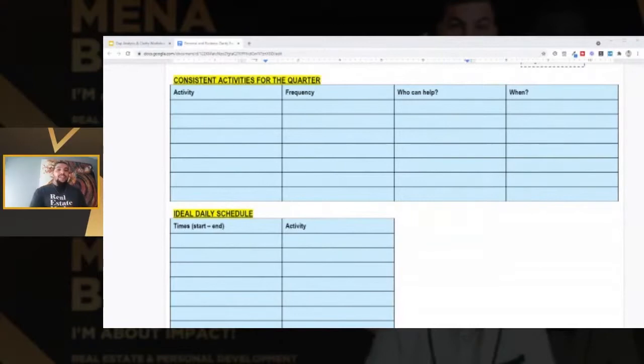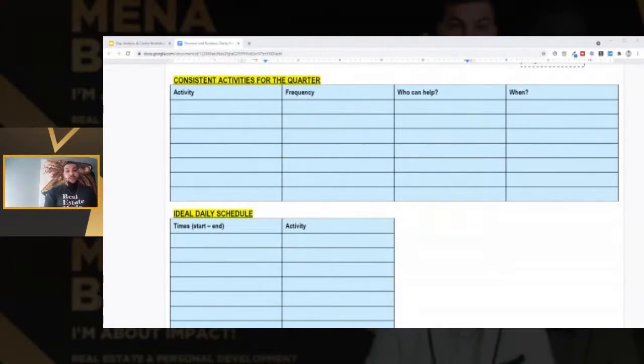And you can also write down when. So maybe you have a weekly task. You want to create content and you want to do it weekly. So what day of the week do you need to do that? Maybe on Mondays or Tuesdays, you're going to create content. Maybe you're going to prospect daily from 9 to 11 a.m. in the morning, right? So think about the activities that you need to do during this quarter. Think about the frequency of each of these activities. Think about who can help you, right? And think about when. When are you going to get these things done, right?